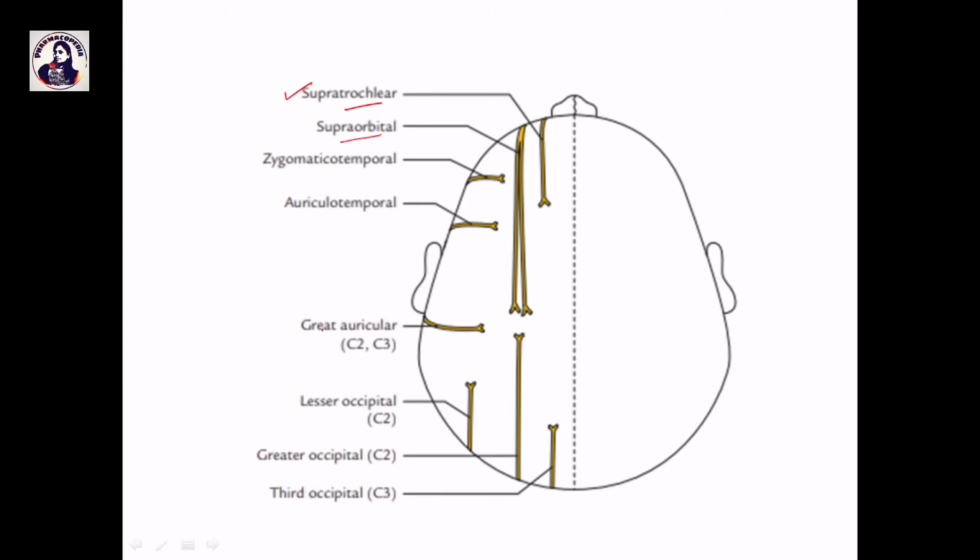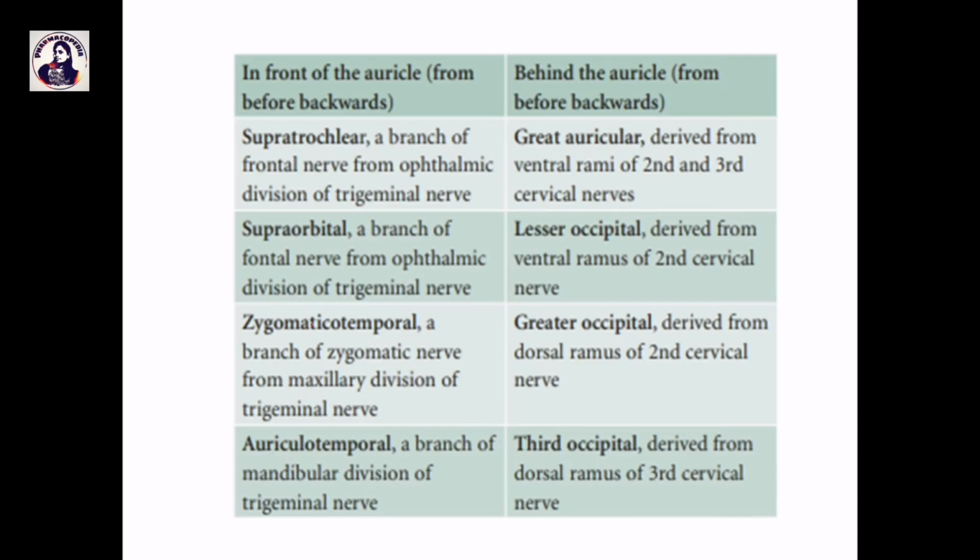Behind the auricle, the great auricular, lesser occipital, greater occipital, and the third occipital are derived from the cervical nerves. The first two are derived from the ventral ramus of the cervical nerve, and the greater occipital and the third occipital are derived from the dorsal ramus of the cervical nerves. Okay, so here you can see that this zygomaticotemporal is a branch of the zygomatic nerve, which is from the maxillary division of the trigeminal nerve, and the auriculotemporal is a branch of the mandibular division of the trigeminal nerve.